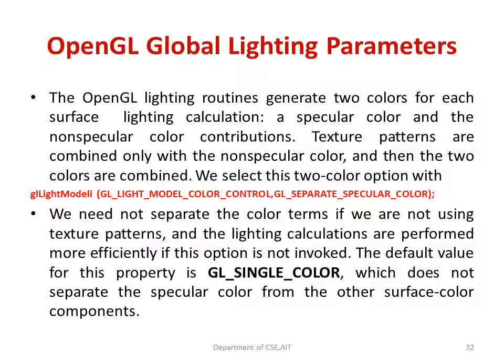So when we combine two color options, we have to make use of the two symbolic constants here, that is the model color control and the separate specular color. But the default value for this is the GL single color, so it will not separate the specular and non-specular. But in my GL light model I, here I am going to separate the two colors. That means I am going to talk about only the specular and the non-specular, and then combine this to get a two color option.